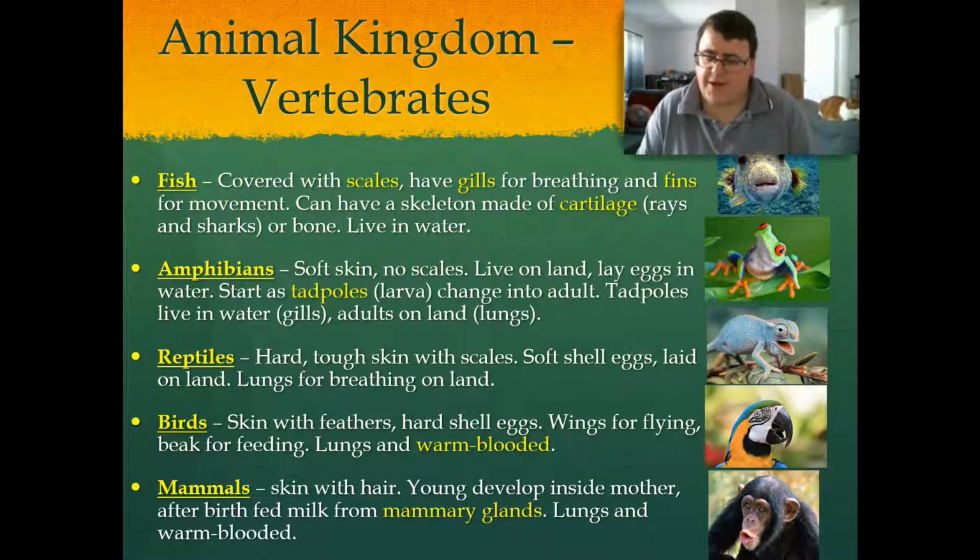Amphibians, they don't have scales anymore, but they have soft skin. They live on land when they're in their adult form, but they will also live in water and lay eggs in water when they are in their larvae form or tadpole form, which leads on that they have two distinct life stages. They will start life as a tadpole, which is their larva form, and they will eventually change to adult. Tadpoles have gills to allow them to live in water, but as they change or morph into their adult form, they lose those gills and they start to develop lungs so they can live on land.